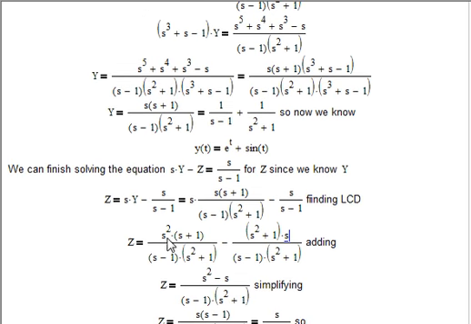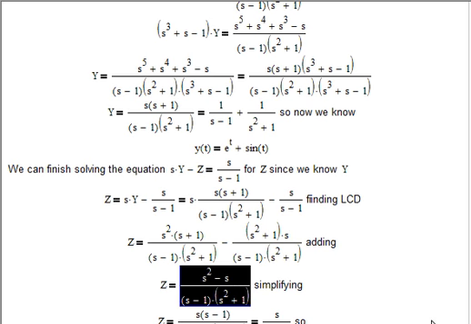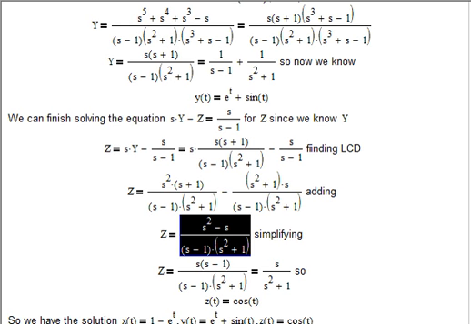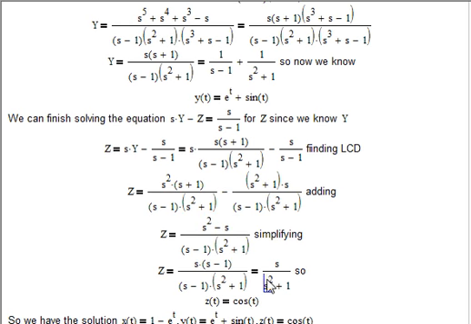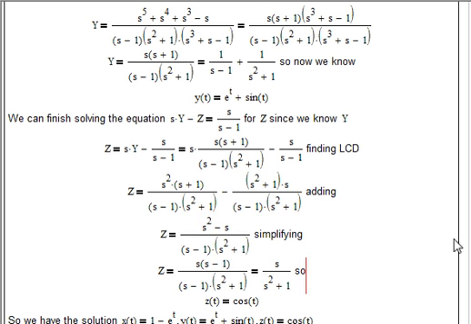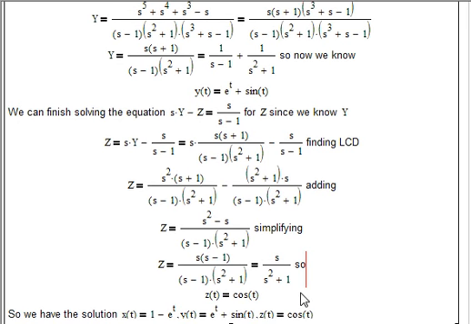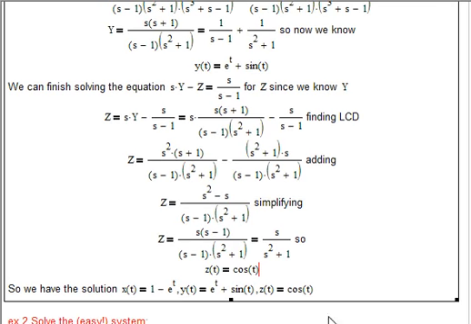And if you do that, you notice this is going to be s cubed plus s squared. That's going to be minus s cubed minus s. So we get s squared minus s over a common denominator. And simplifying that, the s minus 1's cancel. It's just s over s squared plus 1. So it's easy to recognize that z is cosine of t. So we have our solution. x of t is 1 minus e to the t, y of t is e to the t plus sine of t, z equals cosine of t.